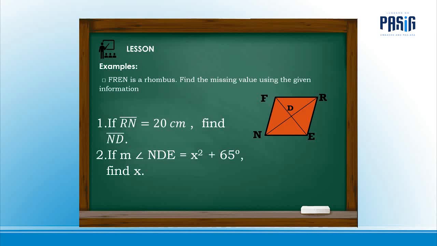Quadrilateral FREN is a rhombus. Find the missing value using the given information. Number 1. If diagonal RN is equal to 20 cm, find side ND. Number 2. If the measure of angle NDE is equal to x squared plus 65 degrees, find the value of x.